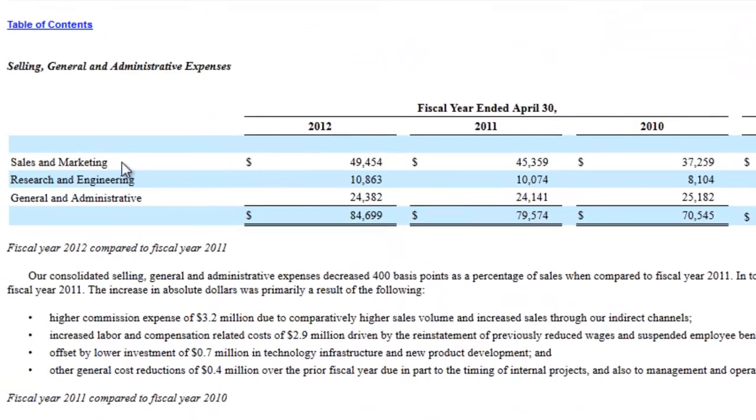As you can see here, they discuss selling, general and administrative expenses, and they compare 2012, 2011, and 2010 to one another, and discuss them in more detail. Why did they go up or down, and how did they compare to previous years?